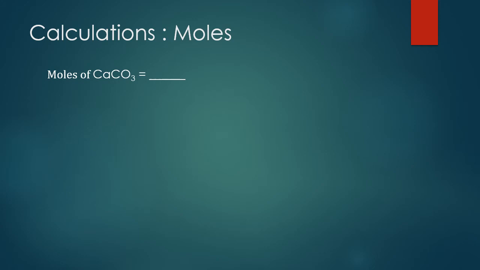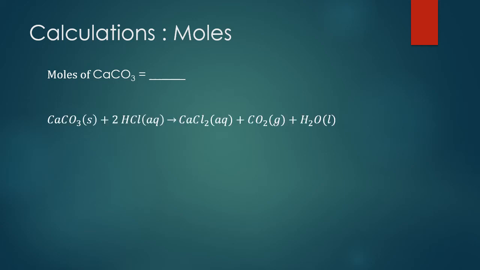Next, it asks to calculate the moles of calcium carbonate in the sample. So to do this, we need to know that chemical reaction. So once again, here's the chemical reaction. When calcium carbonate, HCl, was added to it, it formed calcium chloride, carbon dioxide, and water.